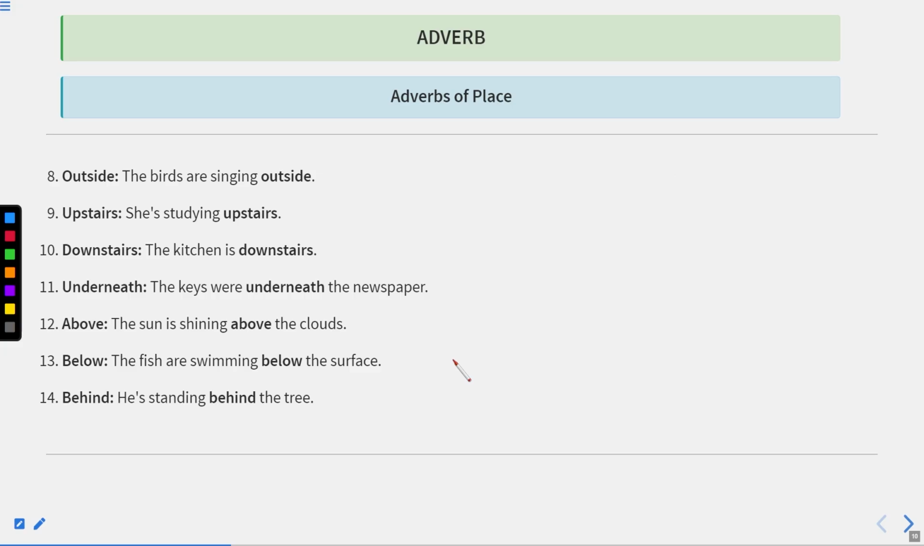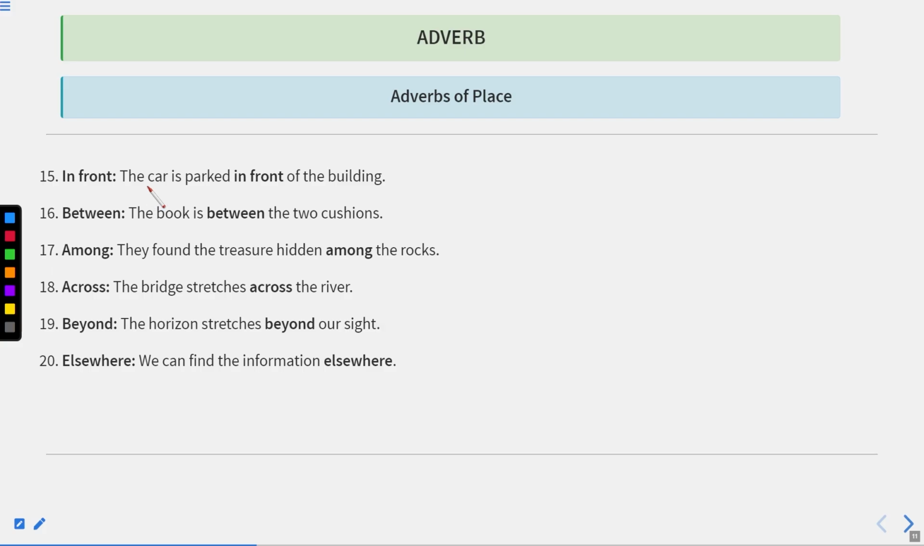Underneath, the keys were underneath the newspaper. Underneath means they were hidden under the newspaper. Above, the sun is shining above the clouds. Below, the fish are swimming below the surface. Behind, he's standing behind the tree. Behind means at the back of something. So if someone is hidden behind the tree, it means he is just covered or hidden by the tree.